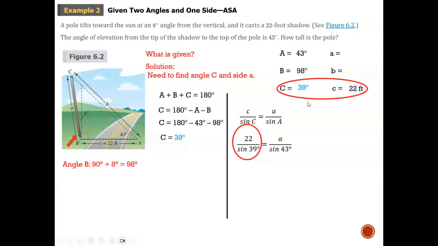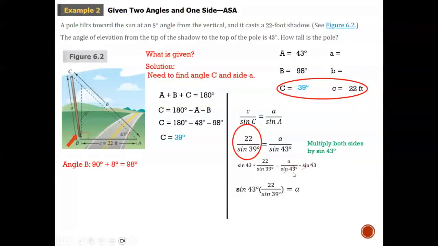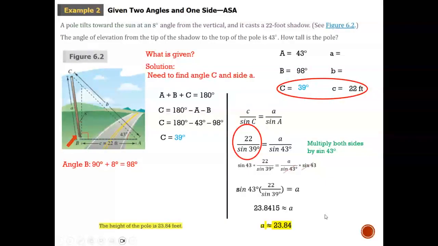Again, this is what was given. This is the pair that's given. I have the angle measure, 43, so I plug that in. And just like the previous ones, I multiply by that denominator to get A by itself. And I have to multiply all of this on the left to give me the value. So that gives 23.8415, if we round, 23.84.